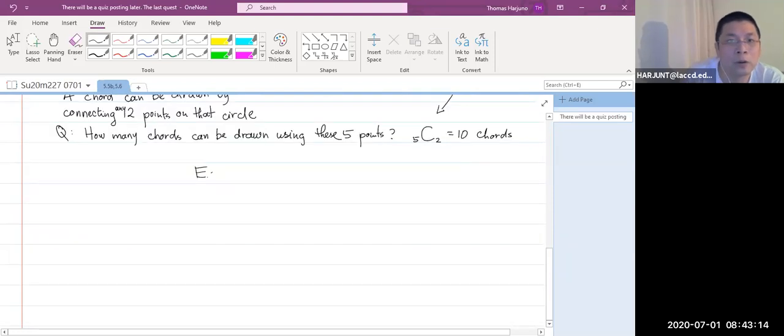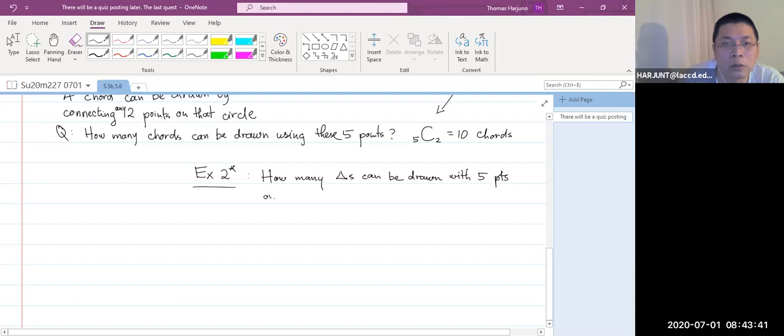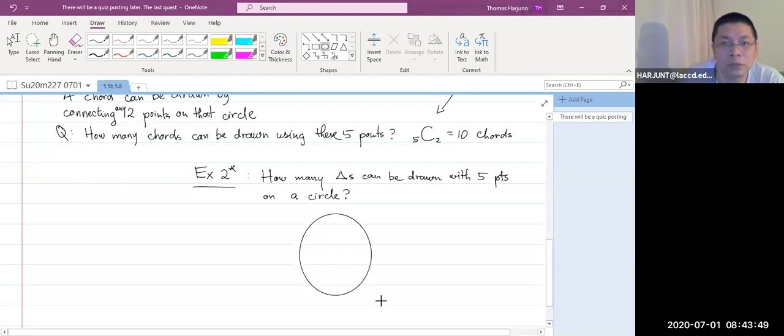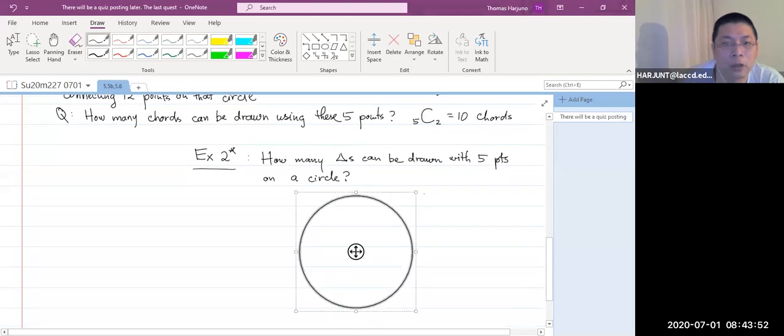Okay, so example 2 star. How many triangles can be drawn with 5 points on a circle? And suppose you dare enough to challenge me, Thomas, I will just draw it. Okay, fine. Go ahead, do it.